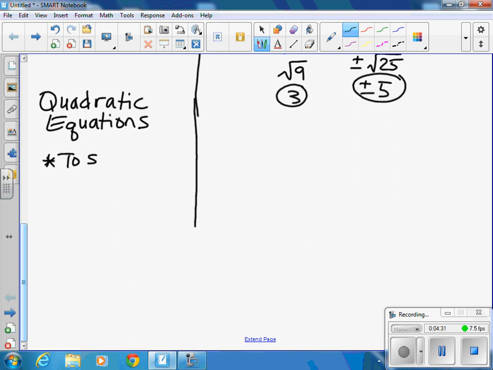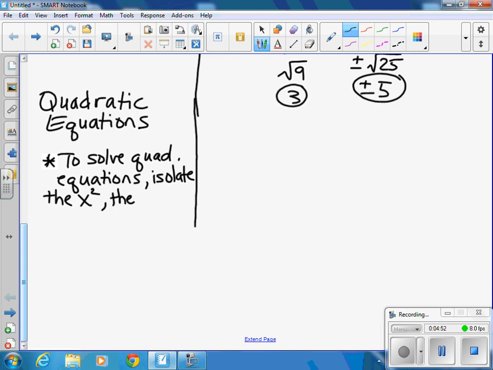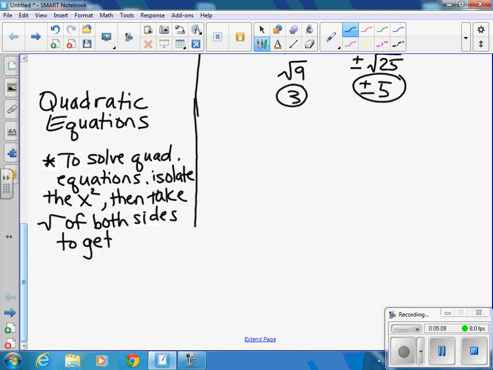So to solve quadratic equations, and remember, they must have a high power of 2 to be considered quadratic, and they must have an equal sign to be an equation. You are going to isolate, which means get it by itself, the x squared, then take the square root of both sides to get x, because the opposite of squaring a number is square rooting it, right? So that's what we'll take a look at, right?